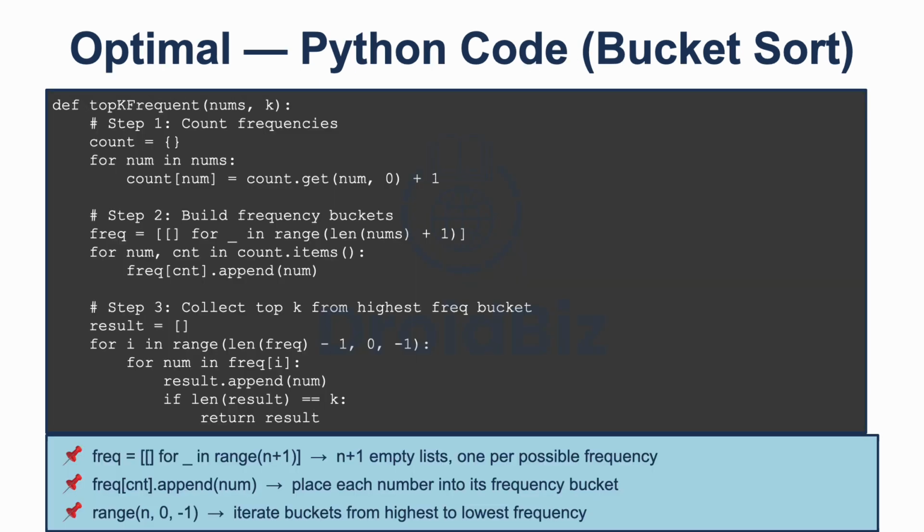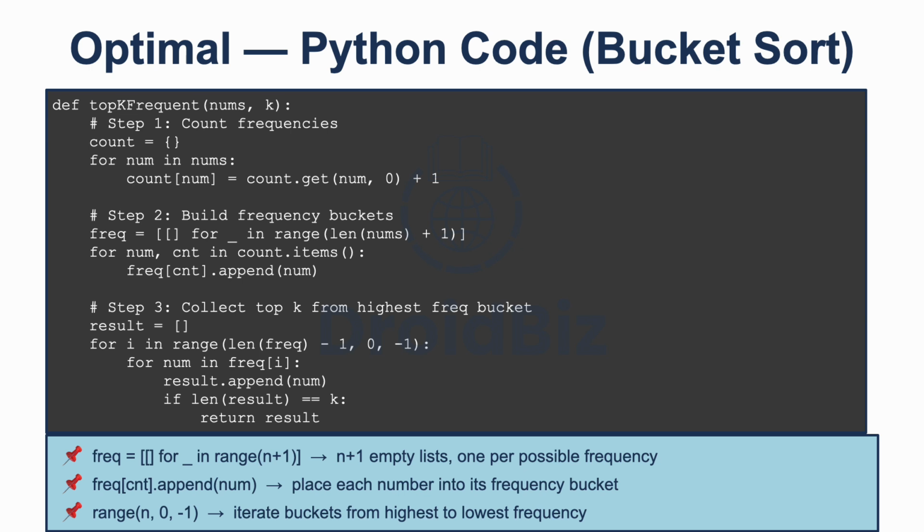Here is the optimal bucket sort solution in Python. Step 1 is identical to brute force. We count frequencies using a dictionary. Step 2, we build our frequency buckets. We create a list called frequency with n plus 1 empty lists inside it. Each index represents a frequency. So frequency at index 3 means elements that appear 3 times.